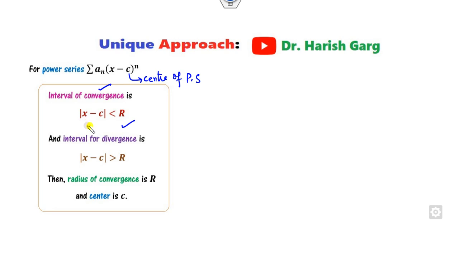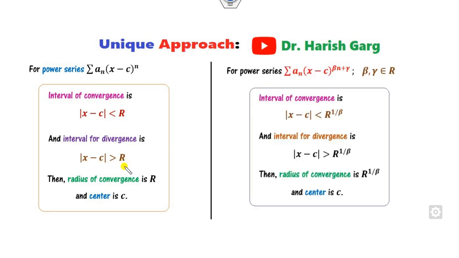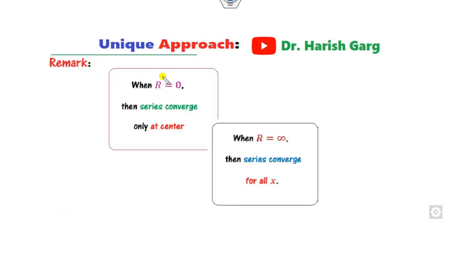So the interval of convergence is |x minus c| less than R, and the interval of divergence is |x minus c| greater than R. If you have this power series, then the interval of convergence is |x minus c| less than R to the 1 by beta, where this complete expression is called the radius of convergence. Another beautiful remark: when you prove that R is 0, then the series converges only at the center, x equal to c.